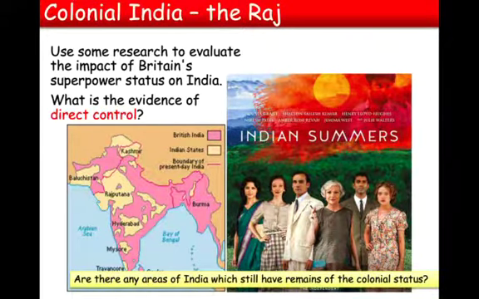So what I'd like you to do is build a little case study, just a page of notes. You can tabulate it if you want, just to make the information a little bit clearer. About India as the main part of that superpower, the superpower of the British Empire. A little bit of history of it. How in particular, though, did Britain maintain control in India? What were the key points? And also think about if there's anything in India that still has remains of colonial status.